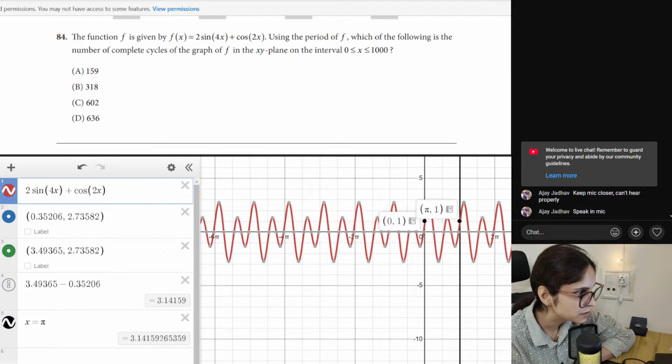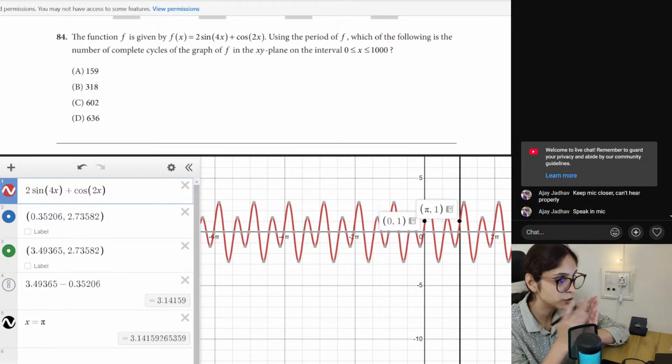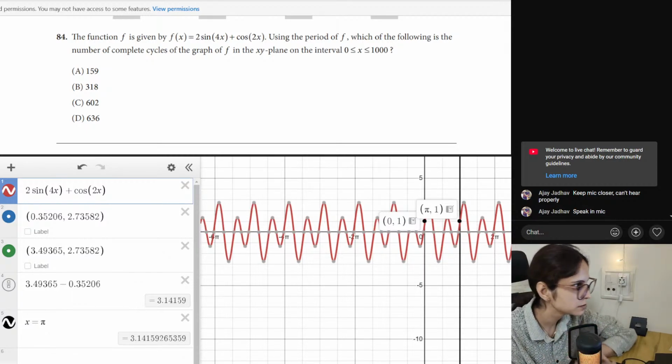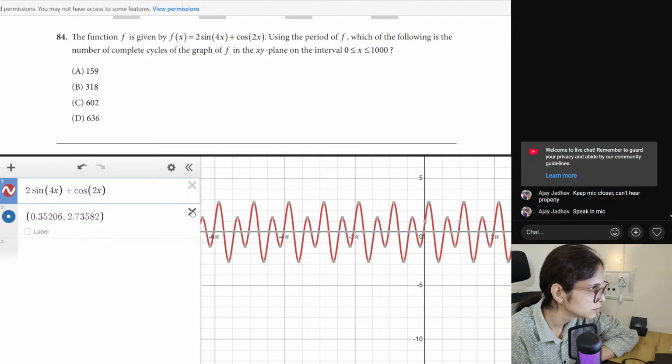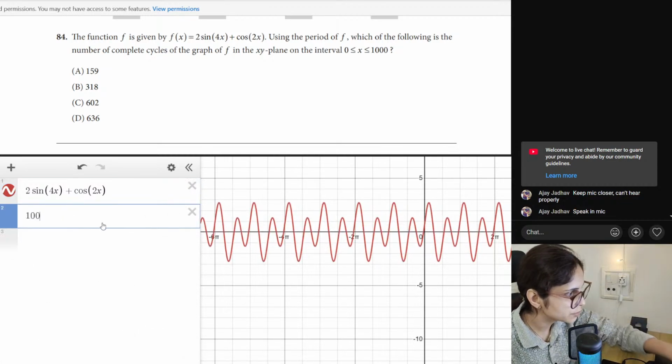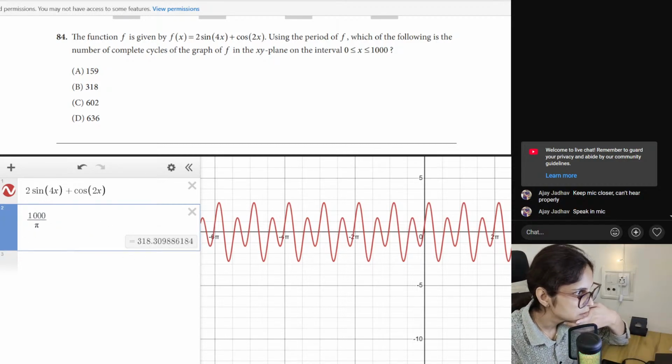So using this, we have seen that the period is pi. So how many cycles? It will be 1000 divided by pi, because you have to find out from 0 to 1000 how many cycles there are. From 0 to pi there is 1 cycle, pi to 2 pi there are 2 cycles. So basically we have to do 1000 divided by pi. The answer is 318. So 318 cycles, option B.